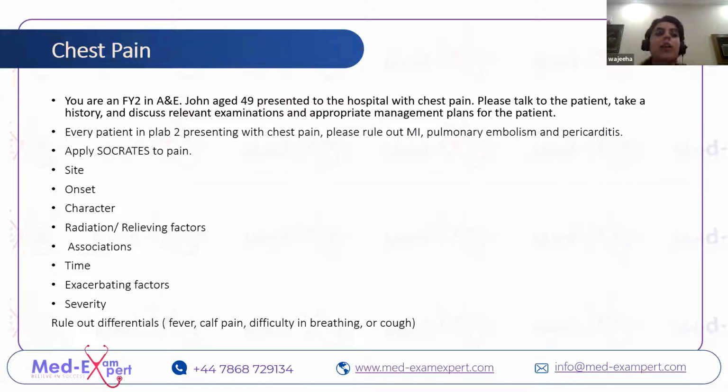For example, this is a very common scenario. You're an FY2 doctor in the A&E department. John, age 49 years, has presented to the hospital with chest pain. Please talk to the patient, take a history, discuss the relevant examination and an appropriate management plan. You are given 8 minutes inside the cubicle and 2 minutes outside the cubicle.